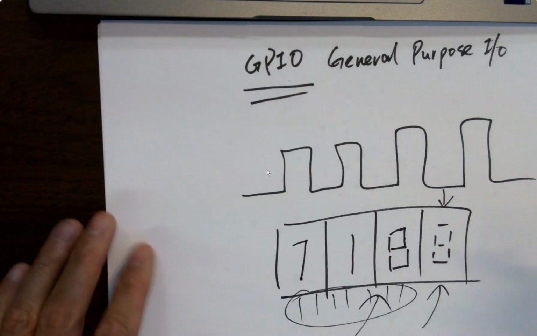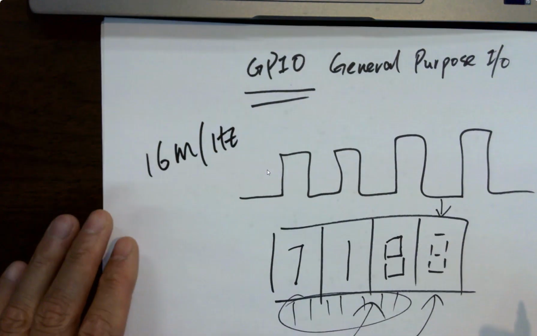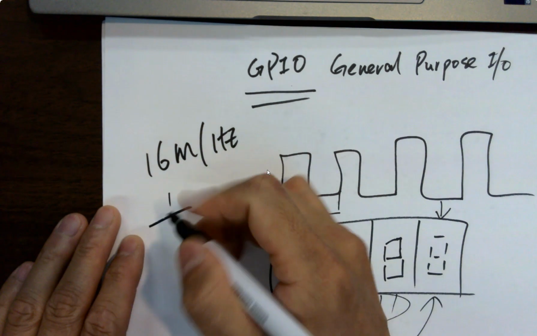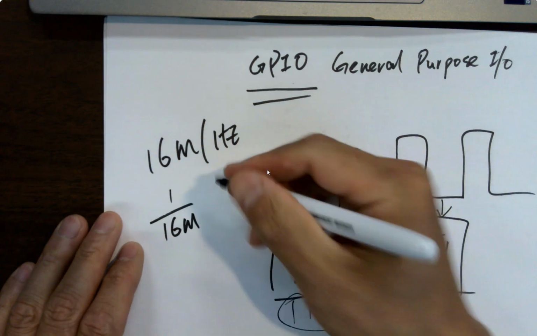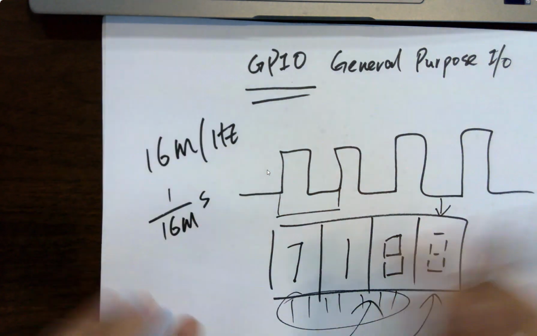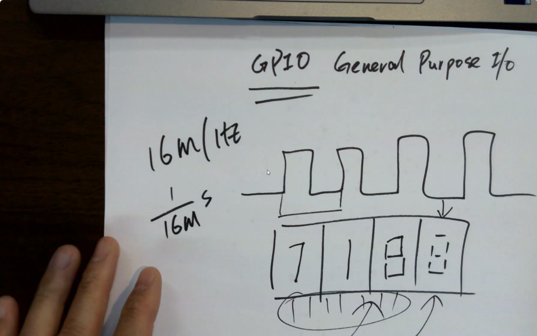So the one we are using is running at 16 megahertz. So what does that mean? It's oscillating, so every single period only takes 1/16 of a microsecond. So in 1 second, it oscillates 16 mega times. It's running super fast, right?